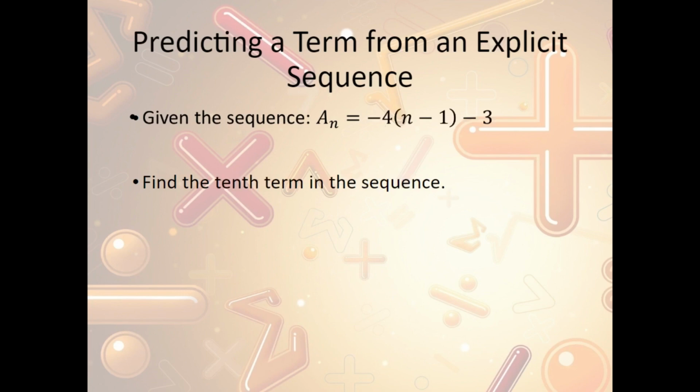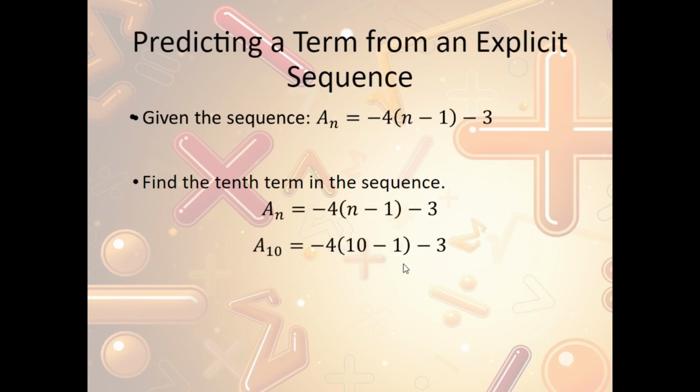So let's look at another example. Let's try to find the 10th term of this one. That's A_N is equal to negative 4 times (N minus 1) minus 3. So again, we plug in 10 for N. So this becomes A10 is equal to negative 4 times (10 minus 1) minus 3.